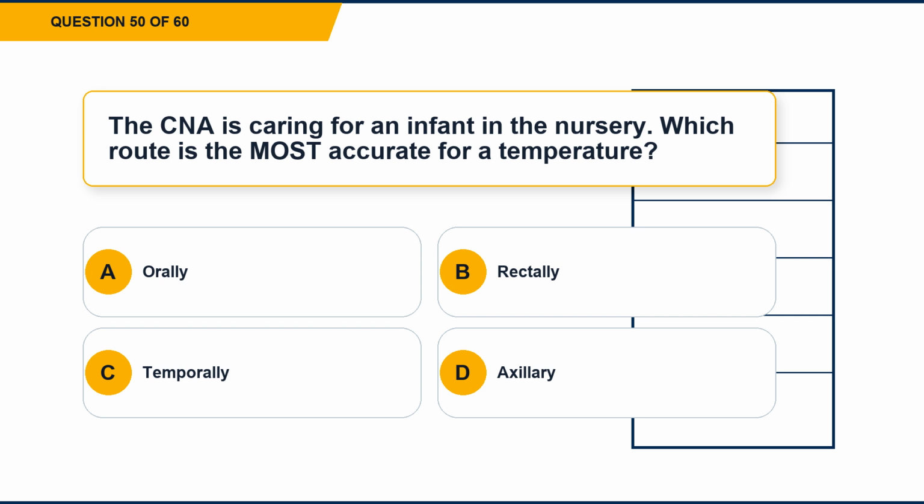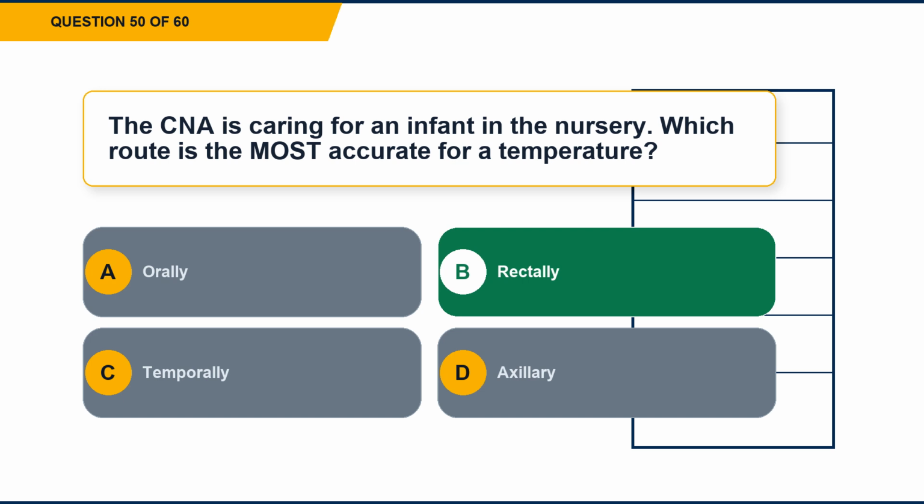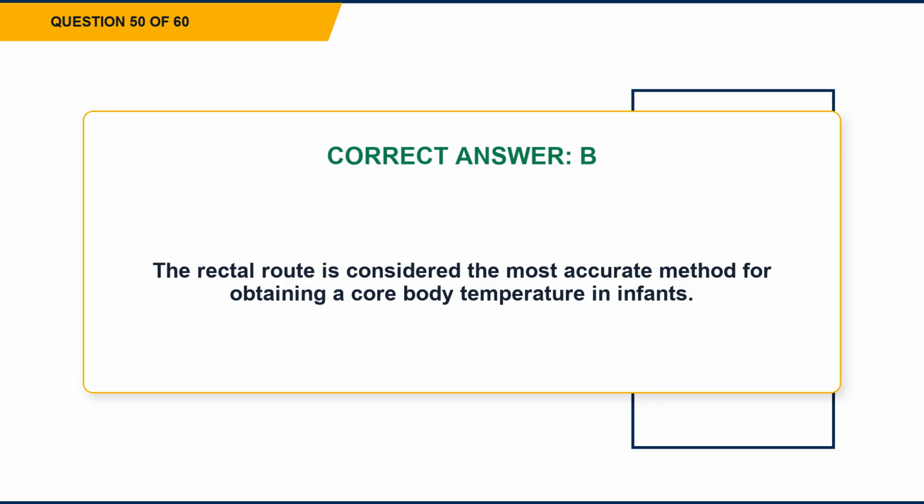Option C. Temporally. Option D. Axillary. The correct answer is option B. Rectally. Explanation. The rectal route is considered the most accurate method for obtaining a core body temperature in infants.